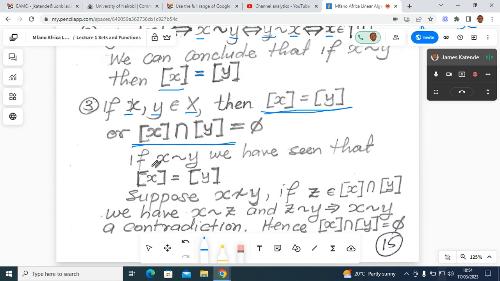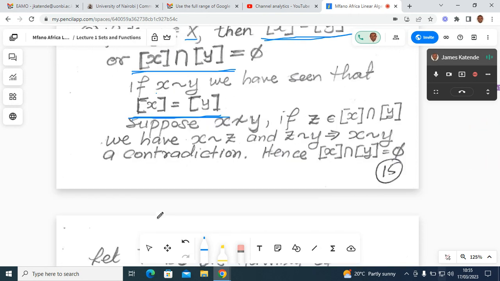Now, if x is related to y under some equivalence relation, we've already established that the two equivalence classes must be equal. Any two elements that are related yield the same equivalence class. So that covers this part. What has not been considered is when x and y are not related. Let's check what happens.